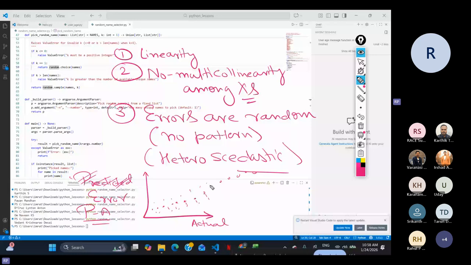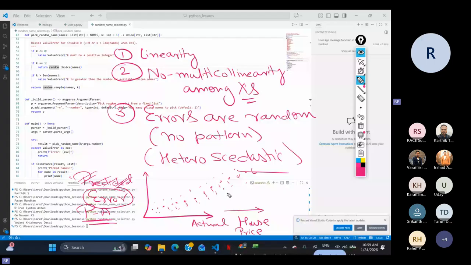What is the problem with this model? So this is the actual house price, and this is your error in the prediction, which is your predicted minus actual value. What is the problem here? There is a pattern, right? The error has a pattern. As the house price goes higher, the error is getting higher and higher. Now, this is not a very good model.